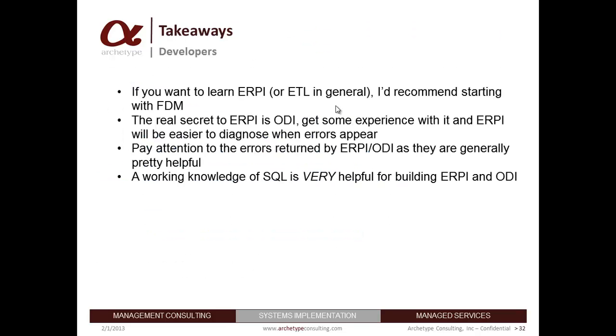So very, very tricky. Let's talk about some of the takeaways if you are a developer. If you want to learn ERPI or really ETL in general, I'd probably recommend starting with FDM since it is generally one of the easiest ones I've seen to use. It's got a nice user interface. I think Brian has already covered some of the FDM things in another tech Scrum. So FDM is nice. It's got a lot of flexibility to it, and it's pretty easy to use. Once you've learned FDM, I would say jumping onto ERPI is an easy next step. The second piece is the real secret to ERPI is the ODI process that lies underneath it.